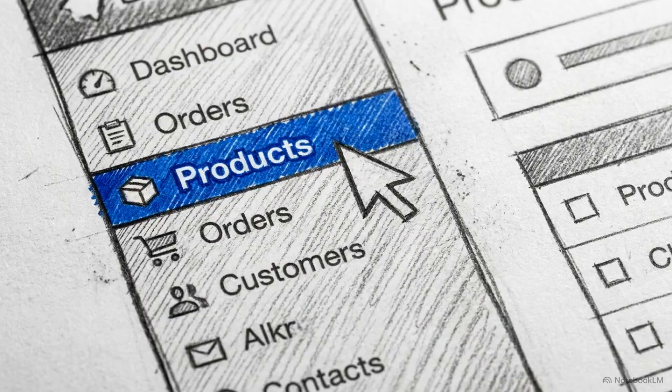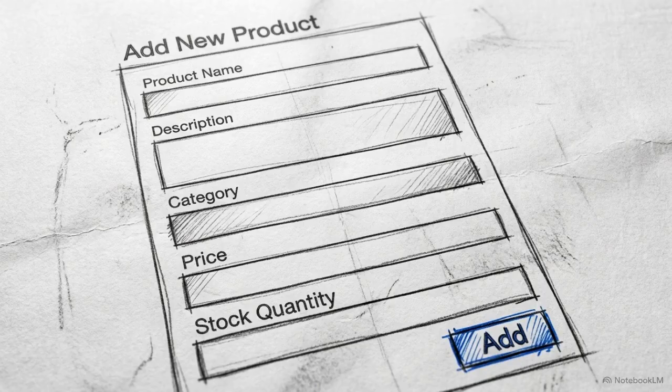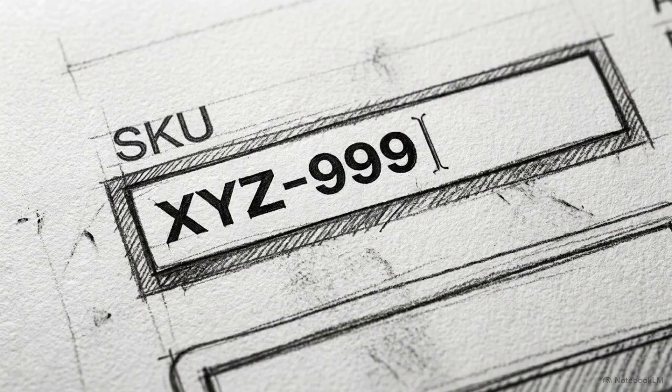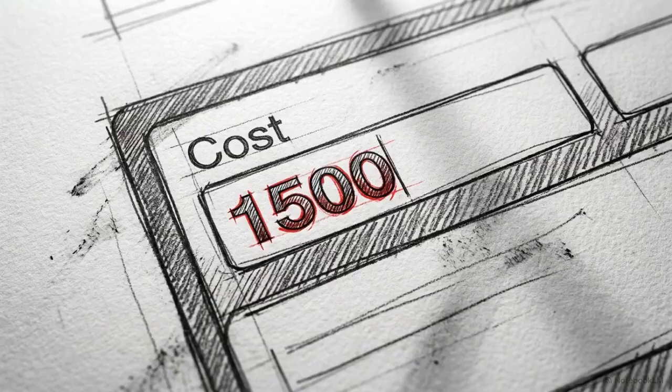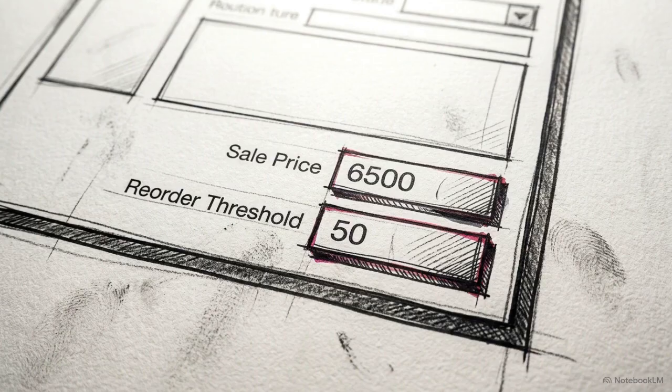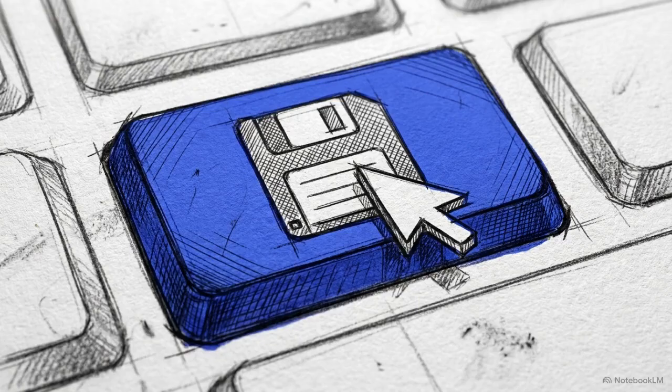To prove this is a working system, navigate to the product module to manually add a new item into the live database. Enter your qualitative details first. Type in a test SKU, name the product table, assign it a brand name, and set the category to furniture. Next, input the quantitative logic. Enter a cost of $2,000, a sale price of $8,000, and set the critical reorder threshold to 100 units. Click Submit to push this entry into the live system.